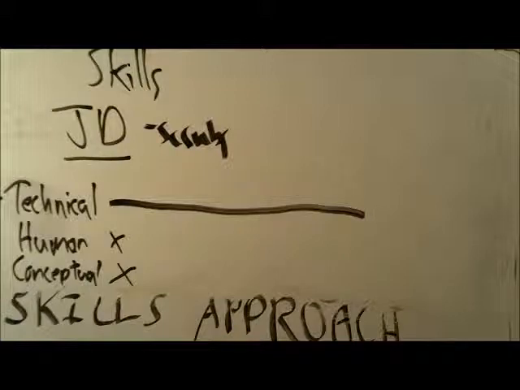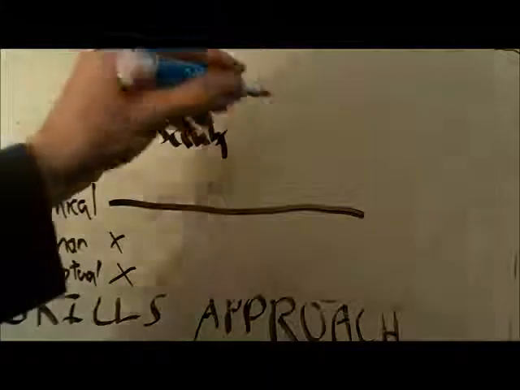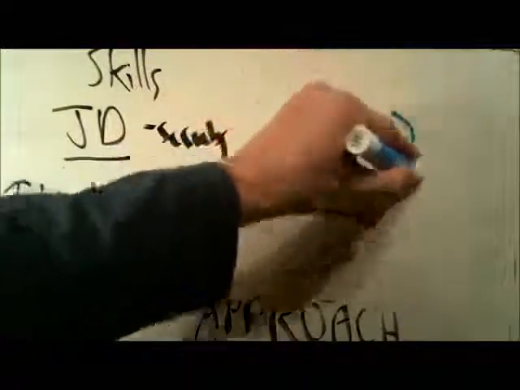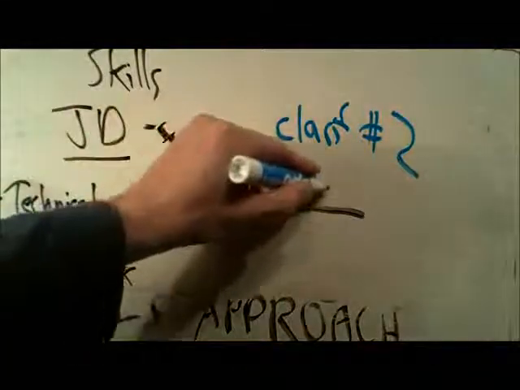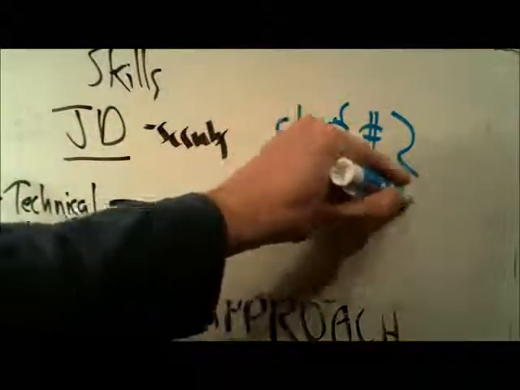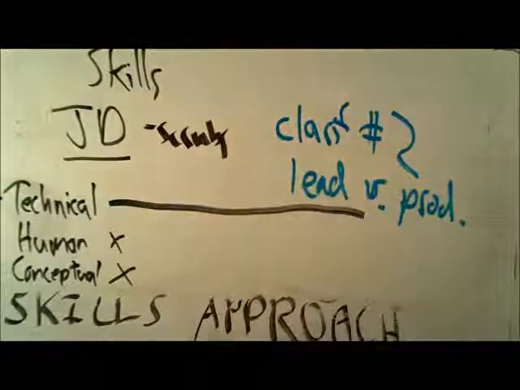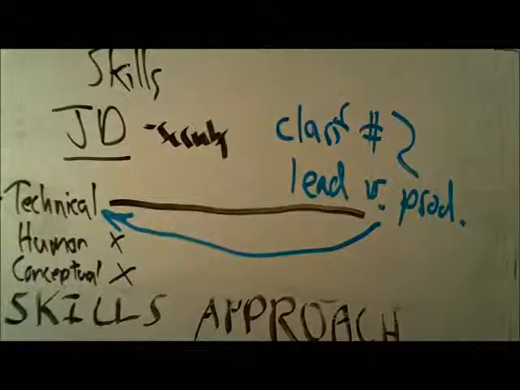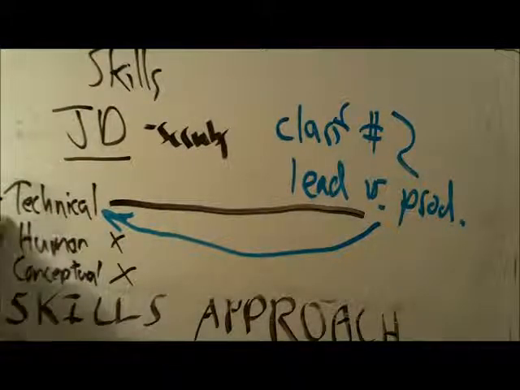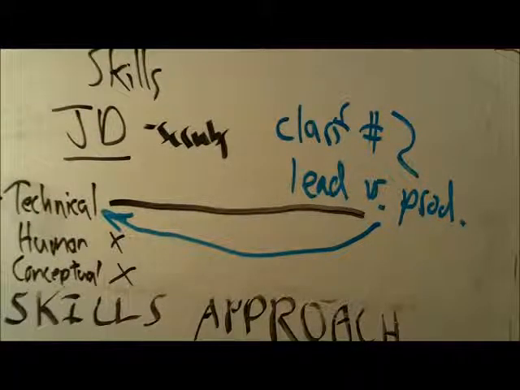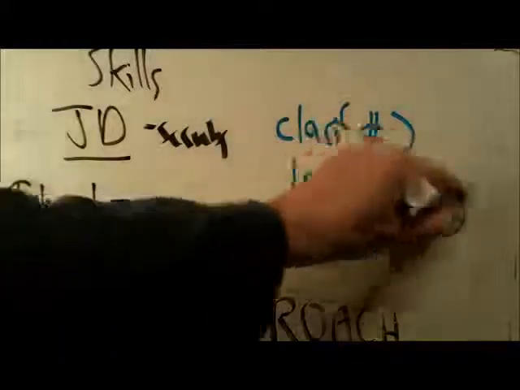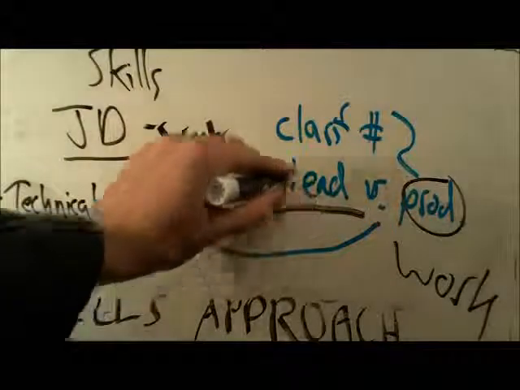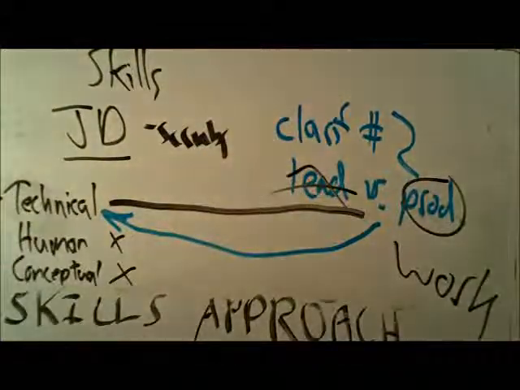Now, really quick, let's jump back to clarification number 2, which was talking about leadership versus production, specifically with technical skills. We see from this clip, JD has really great technical skills, but all he's really doing is producing by getting work done. He's not really doing any leading, here at least.